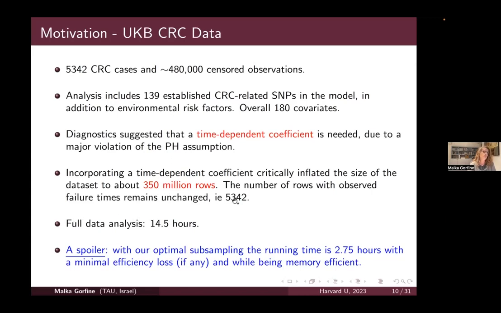So if we now analyze the Cox model based on this data with this number of covariates on Amazon cloud, it takes about 14.5 hours. A small spoiler: with our optimal subsampling technique that I will show in the next slides, the running time is less than 3 hours, with a minimal efficiency loss, if any, while being memory efficient. So now I hope that I convinced you that I have a good motivation for providing an optimal subsampling procedure.